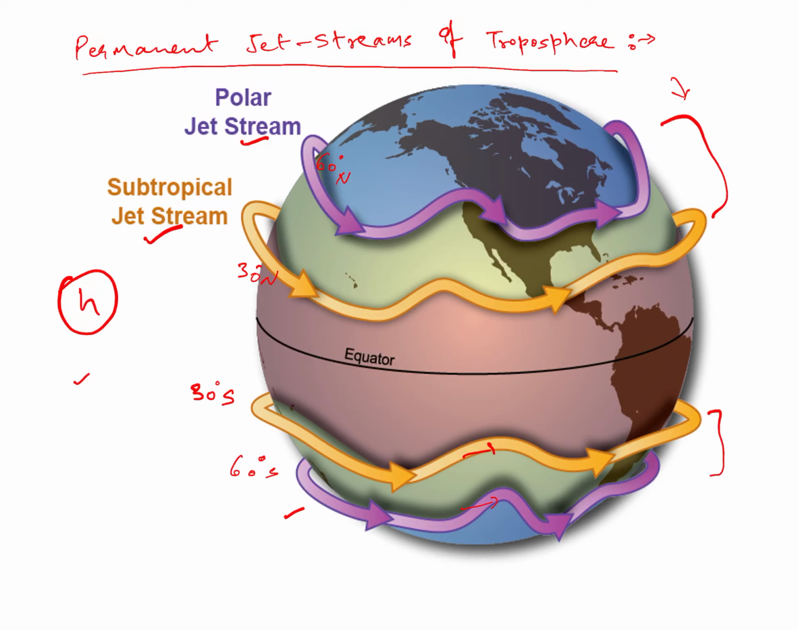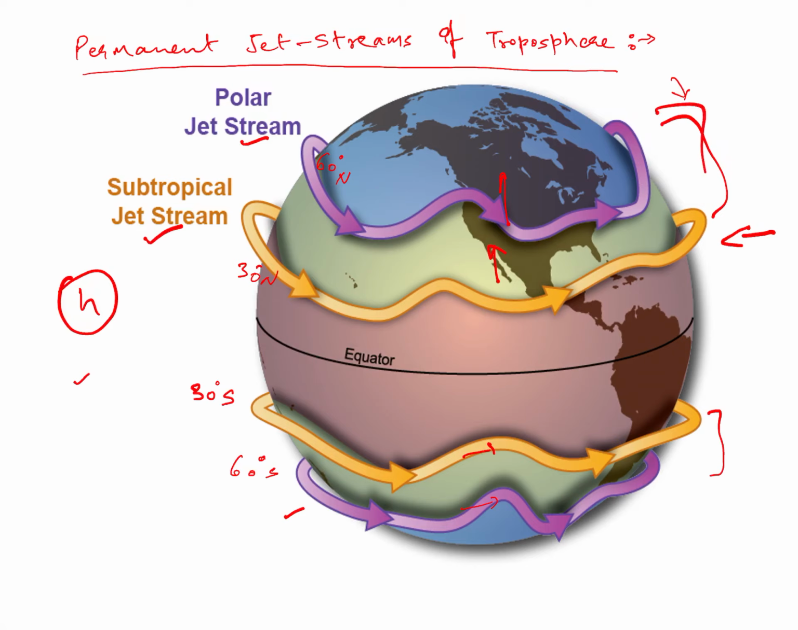Are these jet streams permanent? Yes. These four jet streams are permanent. They flow all throughout the year. They only change their position with the season. When summer arrives, suppose summer is in the northern hemisphere, sunlight is here, they shift towards the North Pole. When winter is there, they shift towards the equator.